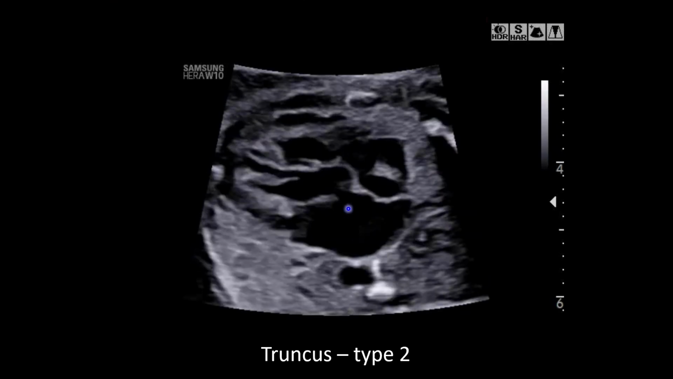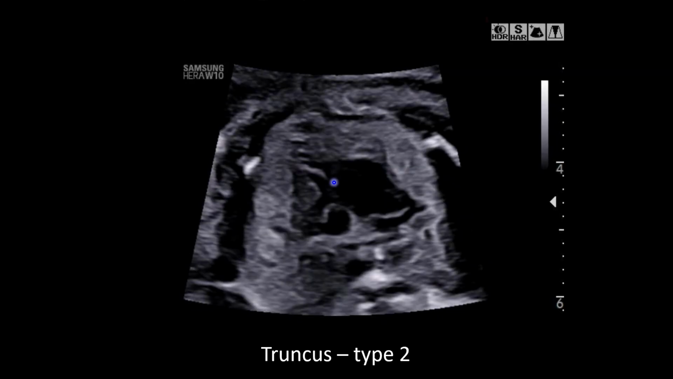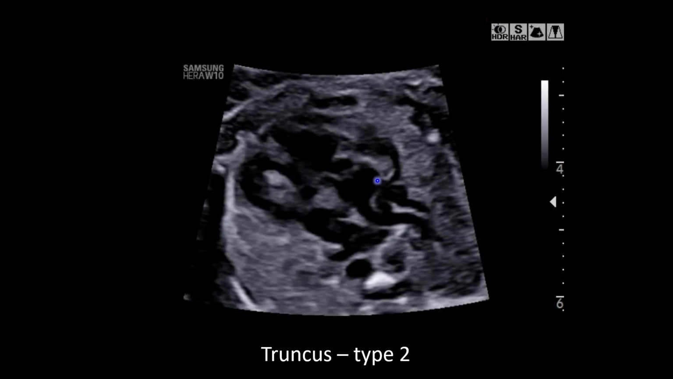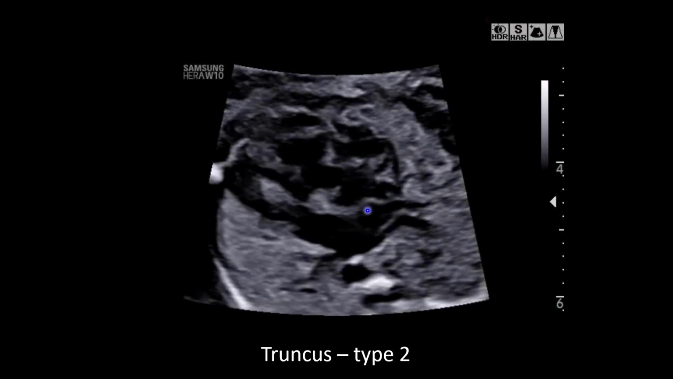There is no main pulmonary artery segment. These pulmonary branches come right off the trunk. Again, truncal valve here, slightly dysplastic, very dilated ascending aorta here beyond those pulmonary artery branches.